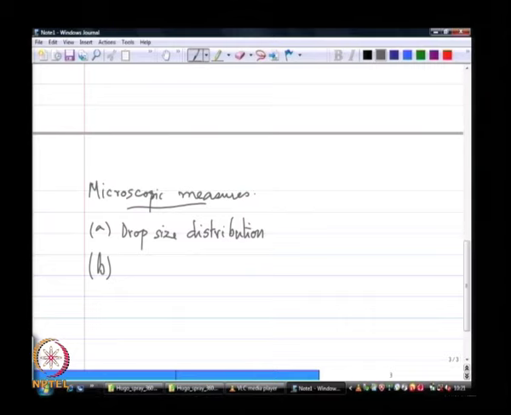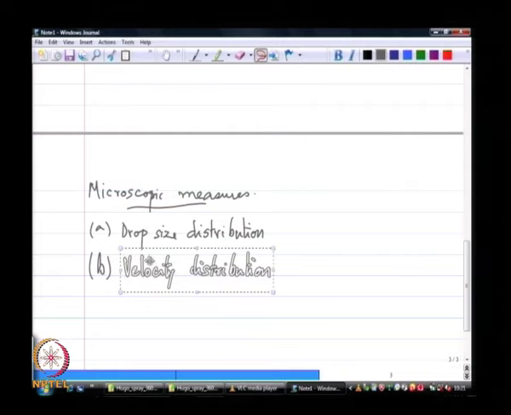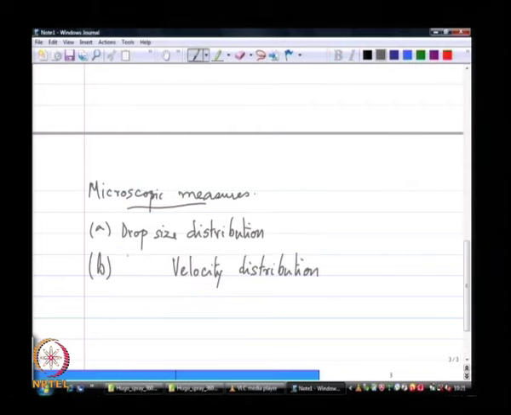The idea that a spray is composed of several sizes of drops is sort of obvious to us by now. Not just that, there is also a velocity distribution. Again, I will qualify this, to clearly distinguish it from the air around: we are looking at a droplet velocity distribution. So you have drop size distribution and droplet velocity distribution, which are all microscopic properties.